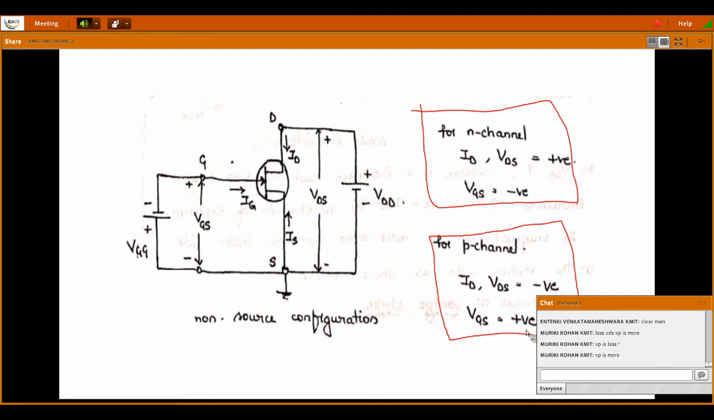So this is about today's class. If anybody has any doubts, you can just ask me, and I'll stop here. Tomorrow we will see the JFET parameters, the applications, and the amplifier part, or I'll discuss MOSFET, enhancement mode and depletion mode MOSFET. Clear, all of you? Anybody have any doubts?